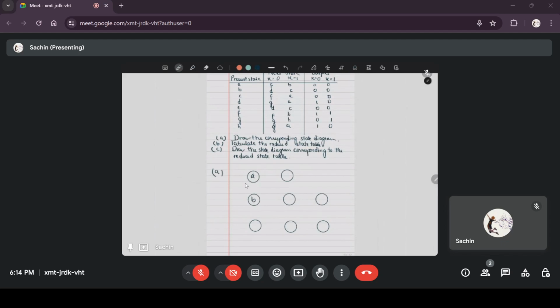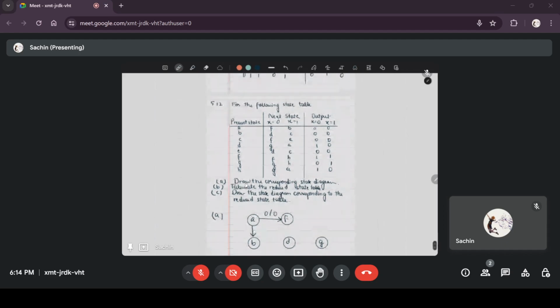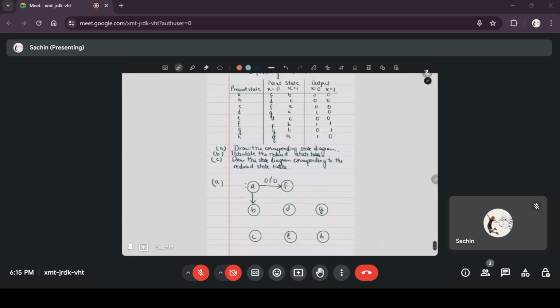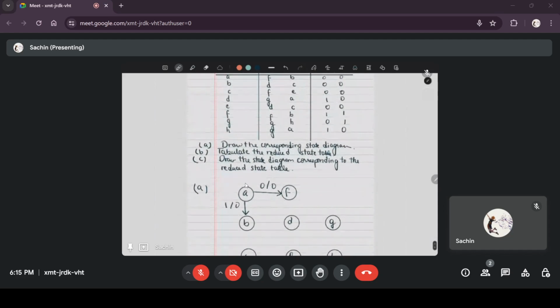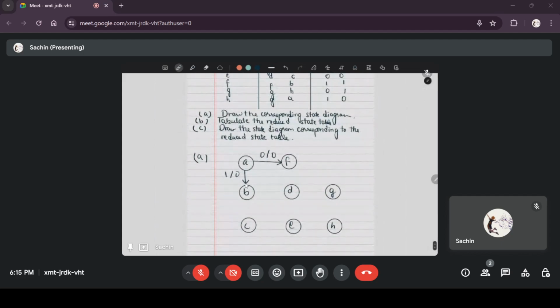A, B, C, D, E, F, G, and H. When input is 0, A goes to F. When input is 1, A goes to B, with output 0 in both cases. B goes to D and C with output 0.